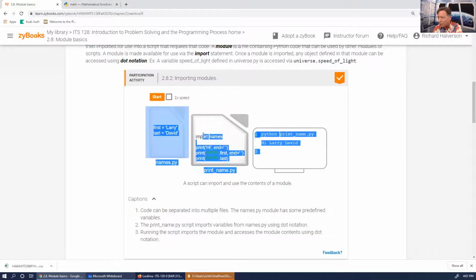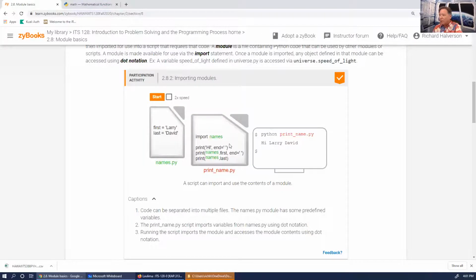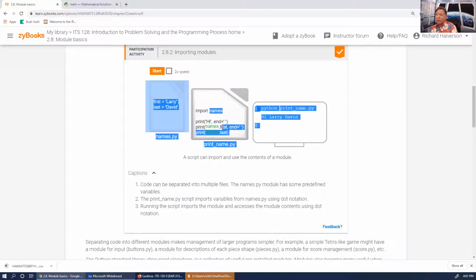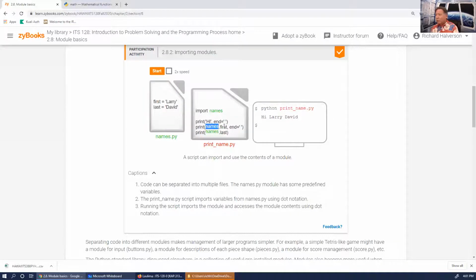But when we refer to first and last, since we're over here, we cannot just say first or last. We have to prefix it because it's imported. If we say names dot first, that's going to print out what this is over here, and names dot last prints out what that is. So hi Larry David is how this prints out when this one is run.